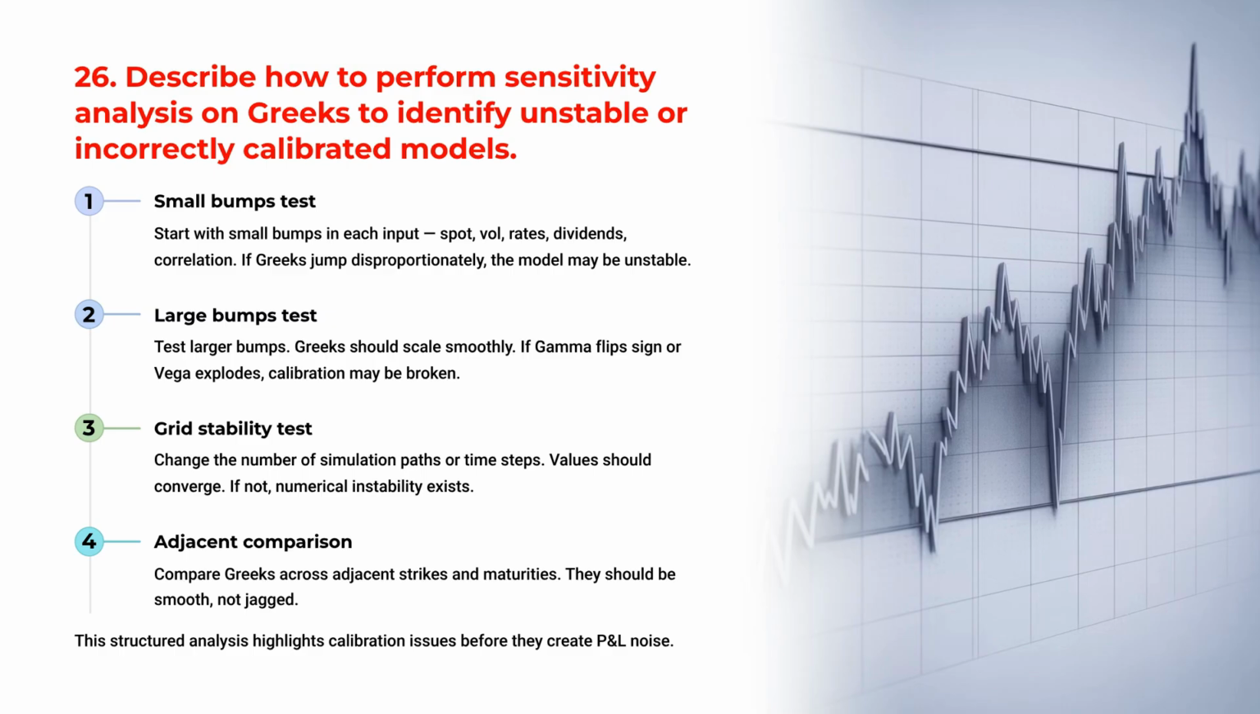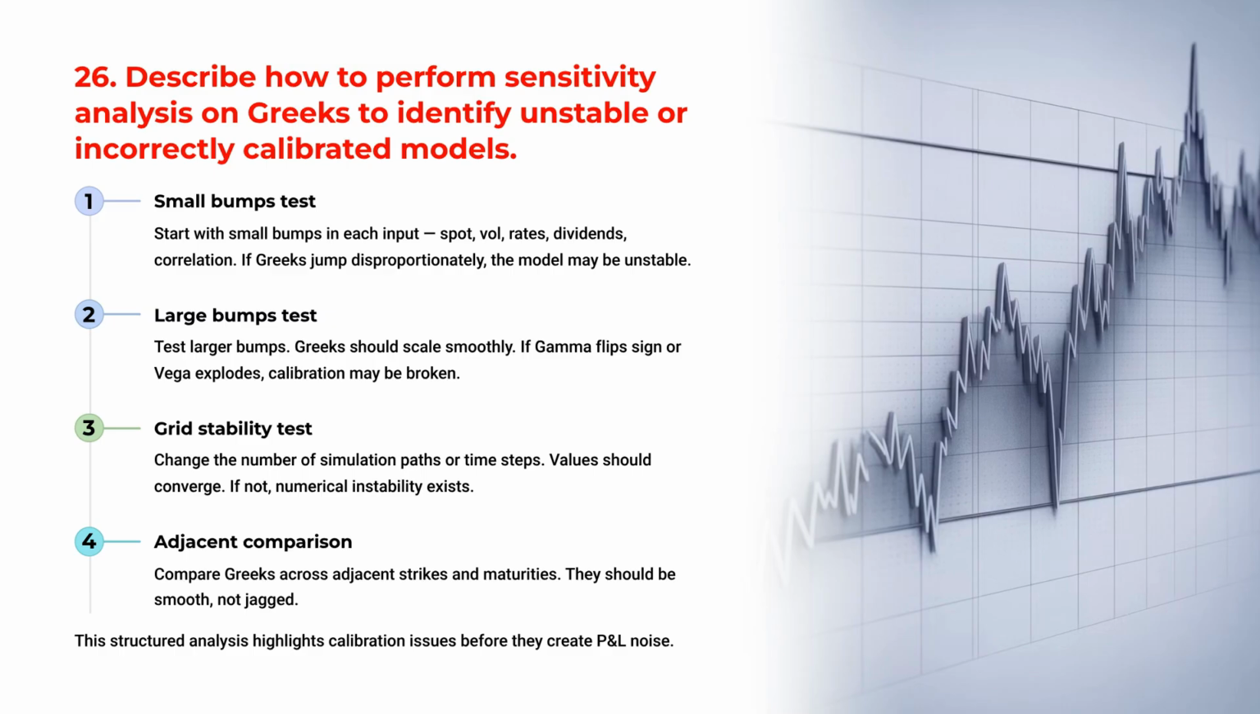Describe how to perform sensitivity analysis on Greeks to identify unstable or incorrectly calibrated models. Start with small bumps in each input: spot, vol, rates, dividends, correlation. If Greeks jump disproportionately, the model may be unstable. Next, test larger bumps. Greeks should scale smoothly. If gamma flips sign or Vega explodes, calibration may be broken.